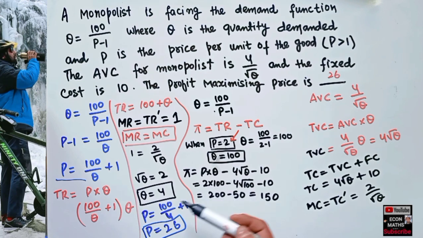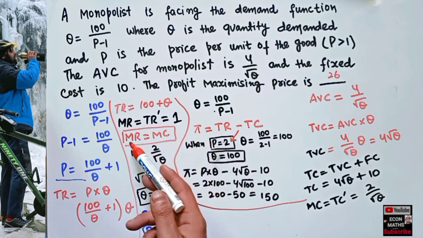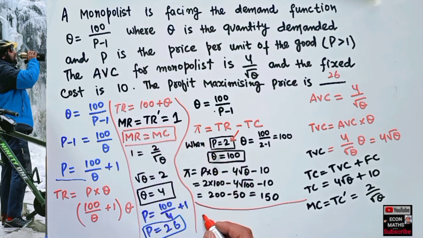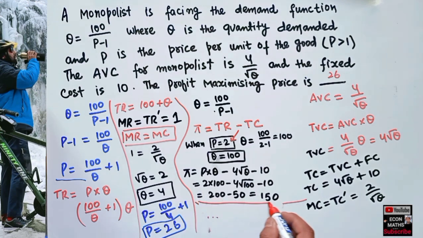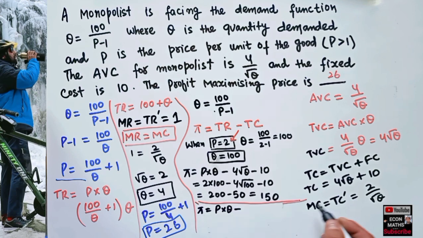Now let's compare the profit what we got when we used this very stuff. Initially, what price we got when we used marginal revenue is equal to marginal cost. So again profit will be total revenue minus total cost, so profit will be equal to total revenue, that is p into q, minus total cost. Total cost is 4 under root q minus 10.